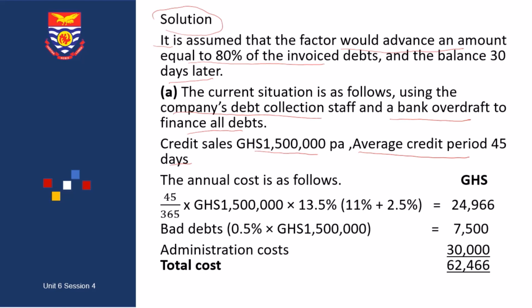Alright. So the annual cost if the company decides to use its staff to collect the debt, this is the annual cost it is going to incur. So this one is the cost incurred in managing the debt or the receivables. So it's 45 over 365 multiplied by the credit sales figure times 11.5%. I hope I explained this. Alright, so this is the base rate and also the 2.5 that was added.